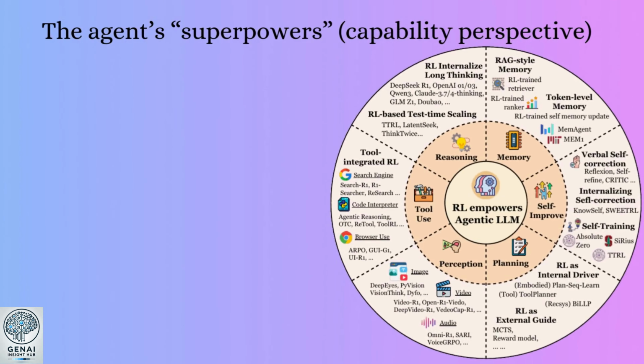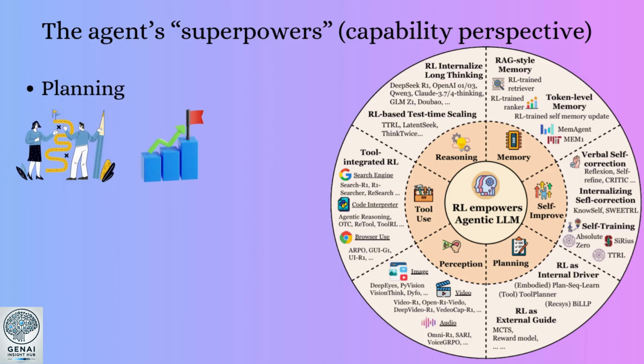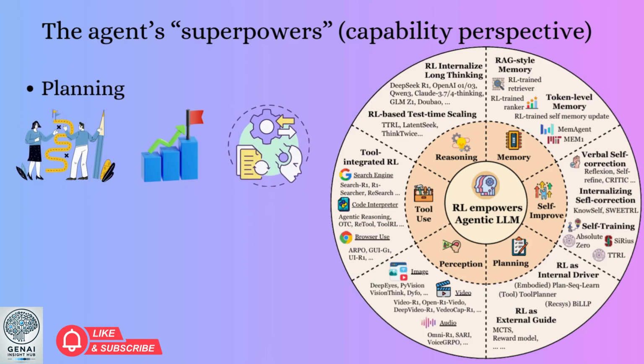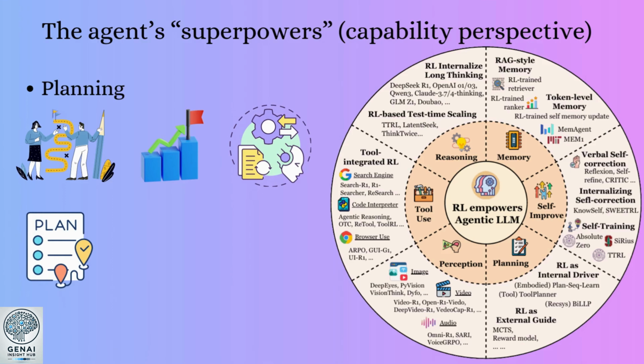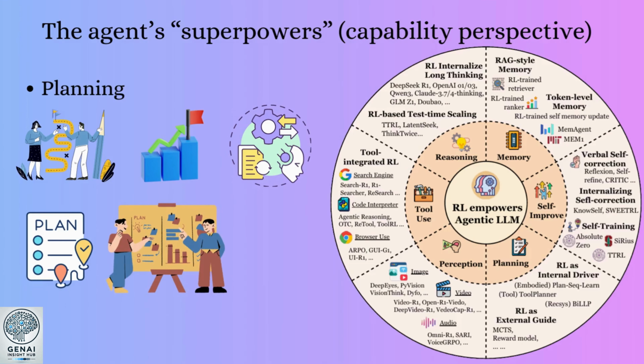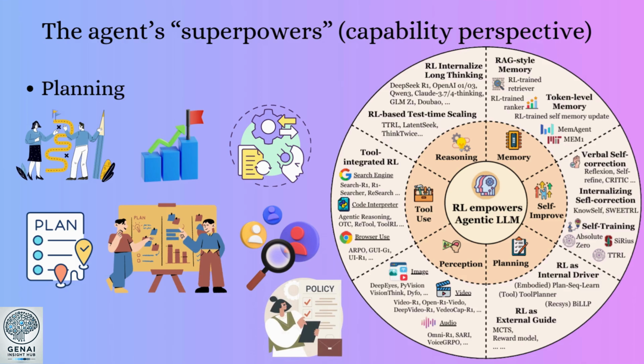The agent's superpowers, capability perspective. The survey organizes Agentic RL by what the agent learns to do: planning, tool use, memory, self-improvement, reasoning, perception, and a few others. Think of these like the agent's superpower cards. Planning, breaking a goal into steps and choosing good paths. Early systems prompted LLMs to pretend to plan, but RL lets the agent improve its plans from experience, either by using RL to guide a search process, like MCTS, or by directly training the model's internal planning policy.